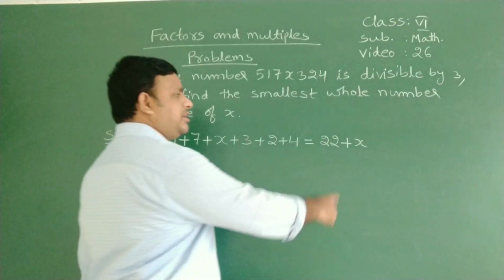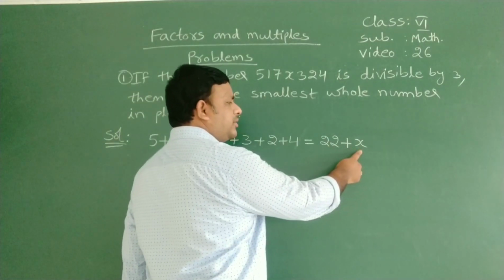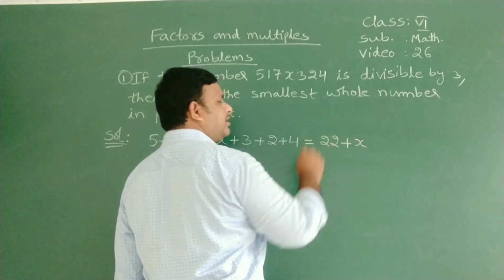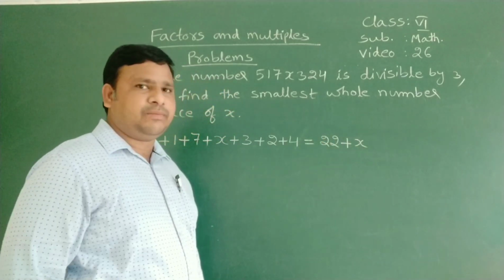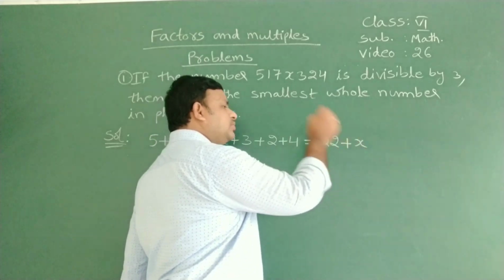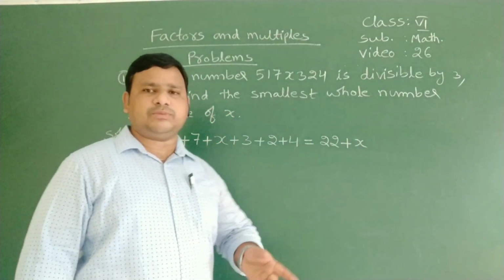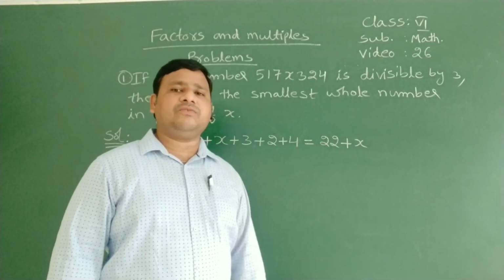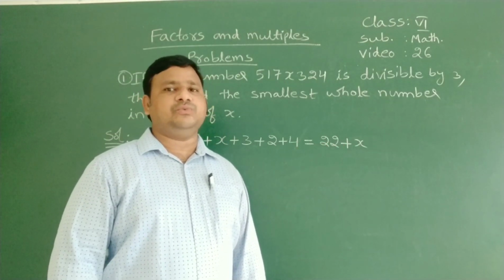Suppose 0 if you keep, 22 plus 0, 22 comes. It is not divisible by 3. 22 plus 1, 23, not divisible by 3. 22 plus 2, 24, it is divisible by 3. So the smallest whole number in place of x is 2.